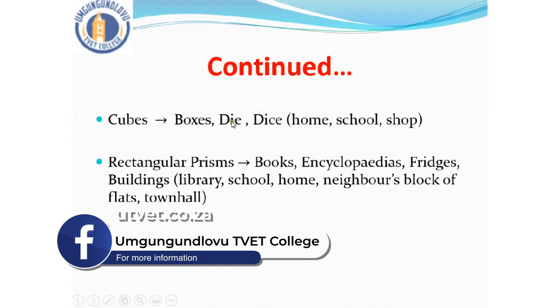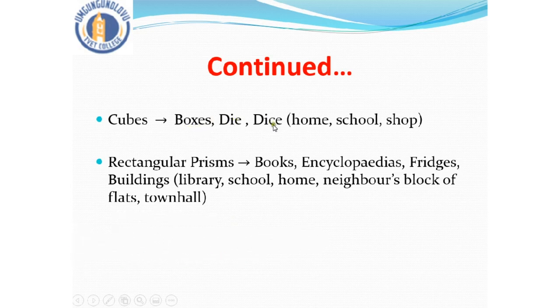The cubes. These will be the boxes, the die, the dice, which are found at home, school, and the shop. The rectangular prism, the one that I said they are the cuboids. Those will be the books, the encyclopedia, the fridges, the buildings, like your library. They're found in the school, they're found in your home, your neighborhood, your neighbor's block of flats, and the town hall.